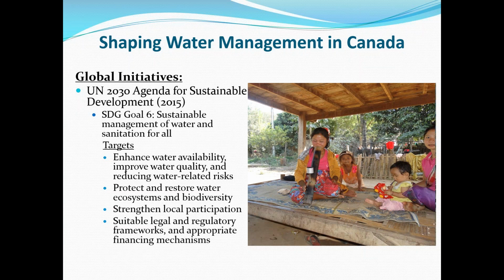Although there are some targets, under each of these goals there are a number of sub-targets that they list. There are targets under Sustainable Development Goal 6 that point to water management and water policy, and they look at enhanced water availability, improved water quality, reducing water-related risks, and protection of ecosystems and biodiversity. And the institutional aspect too: local participation and a suitable governance framework from a legal and regulatory perspective, as well as financing. So there's this UN 2030 agenda, which, if you haven't heard already, you'll be hearing more and more about over the years to come. Something to keep track of.